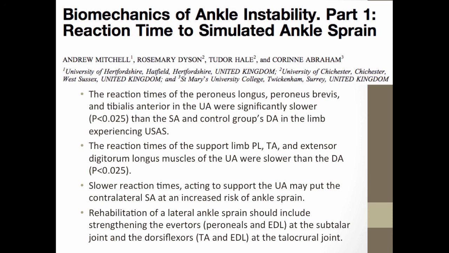acting to support that unstable ankle may put the contralateral side at risk. You may have one side that is noted as the unstable ankle. If you have slower reaction times on that side, you're putting your other side, or your stable ankle, at increased risk of an ankle sprain. So when we rehab a lateral ankle sprain, we should include strengthening of the everters, the peroneals, extensor digitorum longus at the subtalar joint, and the dorsiflexors, TA, extensor digitorum longus at the talocrural joint, working on strength and on increasing reaction time of the injured ankle, and make sure that the uninjured or stable ankle is not losing any reaction time or being made predisposed to future injury.